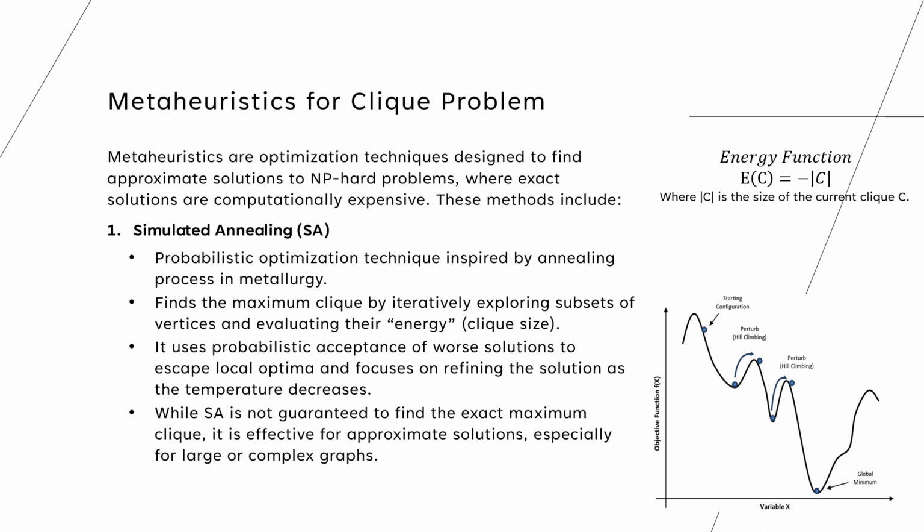For solving the clique problem, this method iteratively explores a subset of vertices in a graph and evaluates their energy, which corresponds to the size of the clique. A key feature of this method is a probabilistic acceptance of worse solutions during the process, allowing it to escape local optima. As the algorithm progresses and the temperature decreases, the focus shifts toward refining the solution to converge closer to the optima.